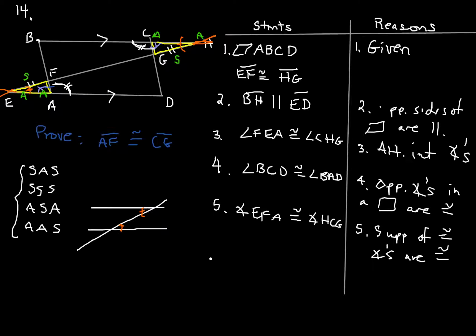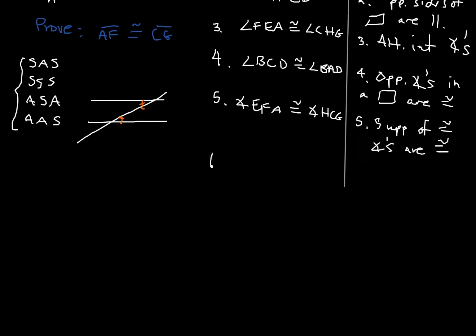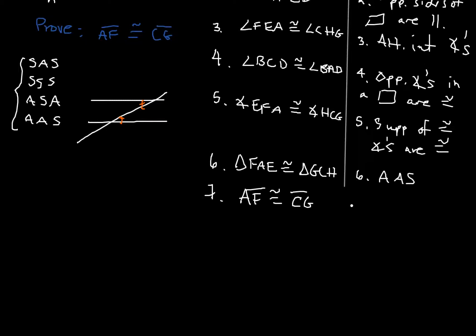So we can say, I'm going to run out of room, I guess. Let's just slide this down. So we can say that triangle FAE is congruent to triangle GCH by angle, angle, side. And then finally we can do our last step and say AF is congruent to CG by CPCTC.